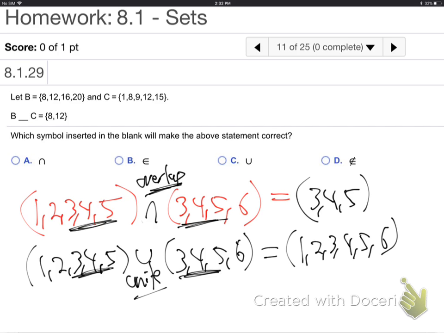So when the U's turned over, it means overlap, like who's in both classes. Who's taking the English class and the math class? 3, 4, and 5 are. And U means, hey, let's get together. Let's have the English class and math class get together, have cookies. Who shows up? Everybody, 1 through 6. But you never list an element twice.